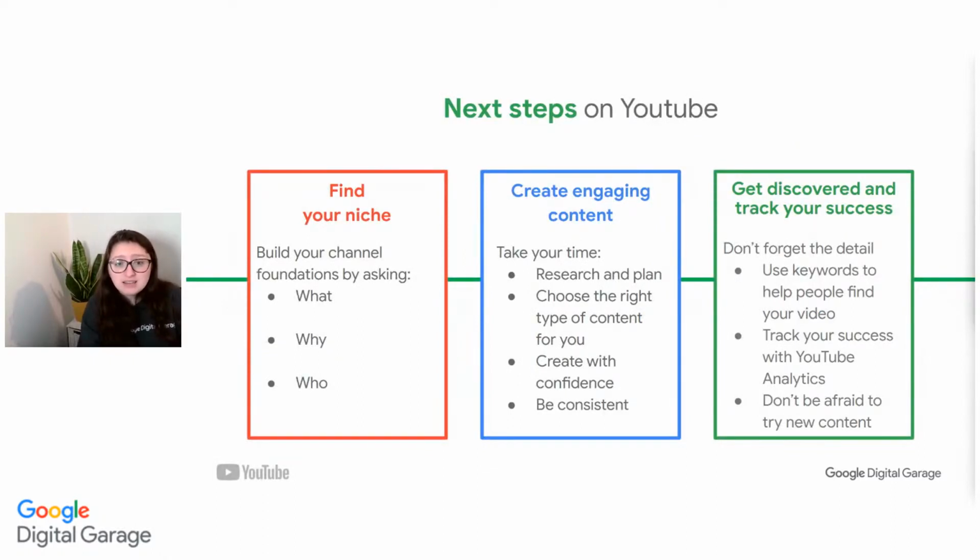The first thing to think about is finding your niche. What is your why, and who are you trying to get in front of? Really understand what your passion is. Really understand what that niche is that you want to create content about. How can you then create engaging content? How can you capture attention with that engaging content?